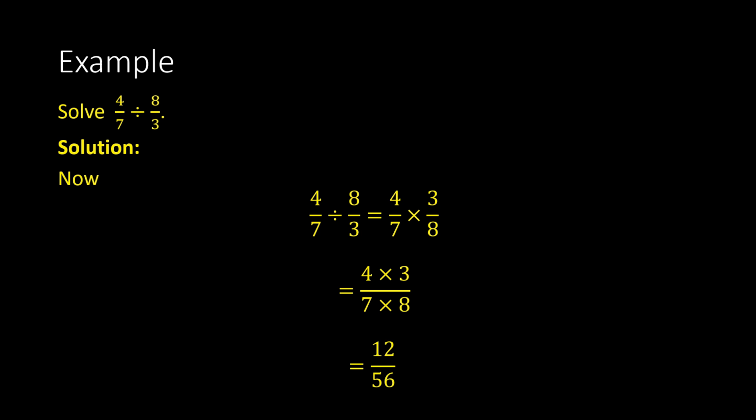We then notice, hopefully, that 12 and 56 have a common factor, namely 4. So we divide the numerator by 4 and we divide the denominator by 4 to get the fraction in its lowest form. In other words, 3 over 14.